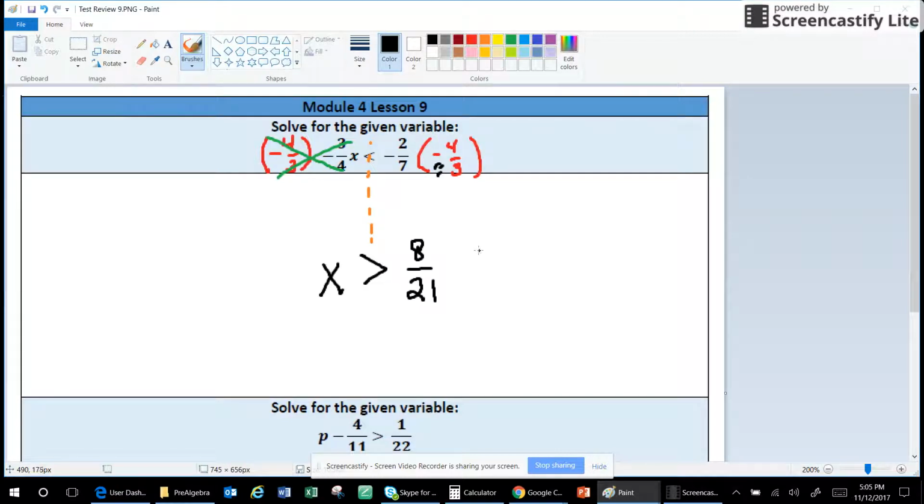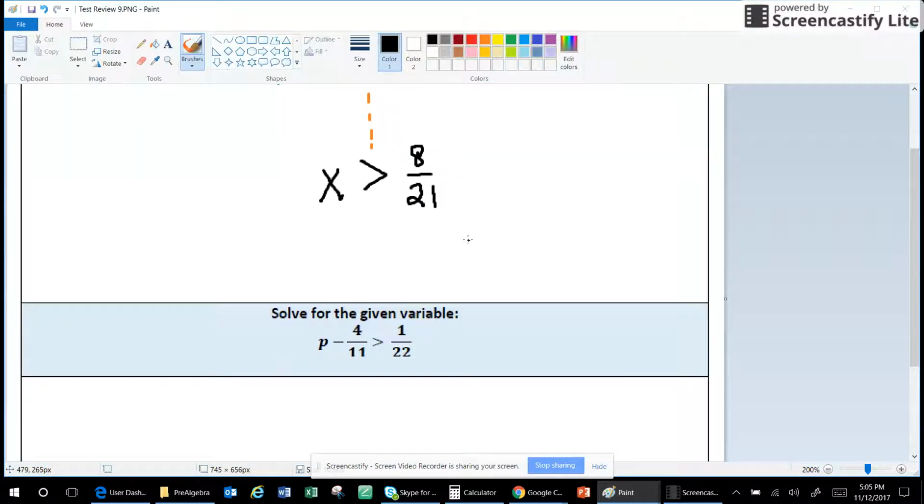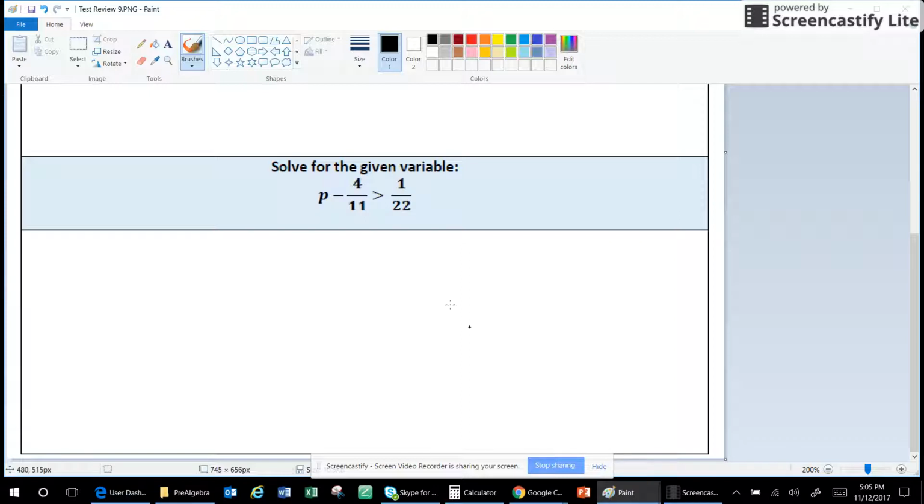And let's look at the last one. Try it and continue when you're ready. So we look at this and say, okay, I'm solving for the variable. I see it's being subtracted by 4/11ths, so I'm going to add 4/11ths to both sides.